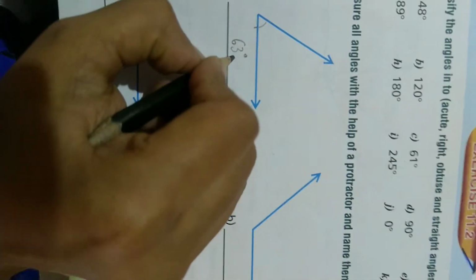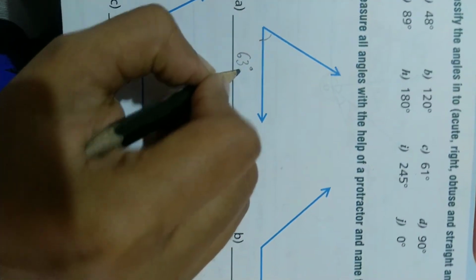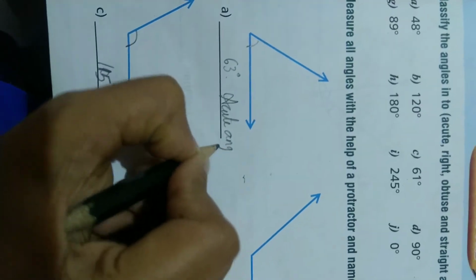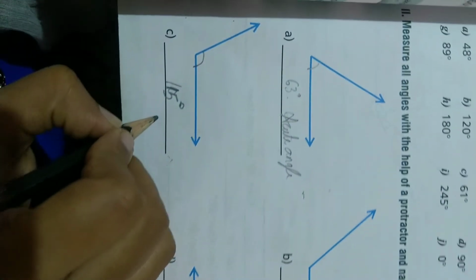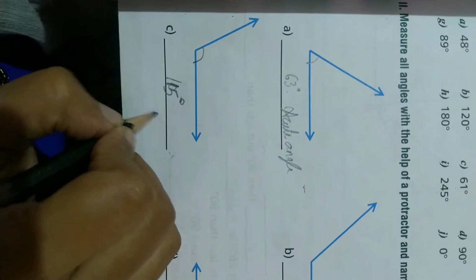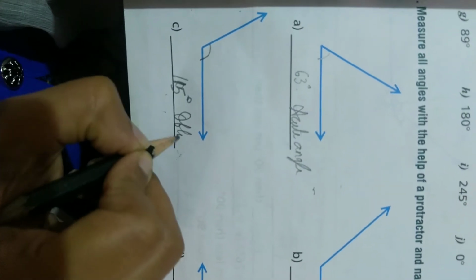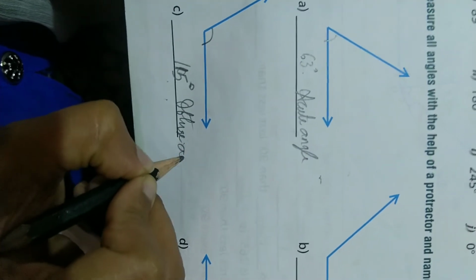And what is this angle called? You know, it is less than 90. So it is called acute angle. And what is this angle? It's more than 90 but less than 180. So it is called obtuse angle.